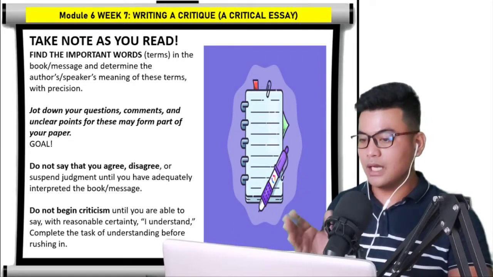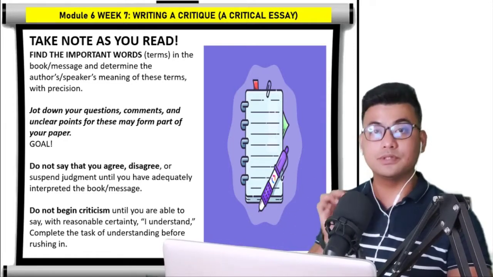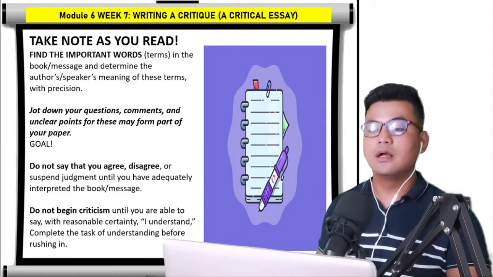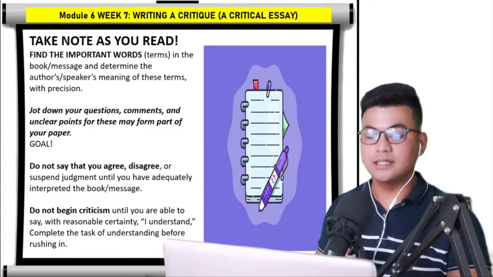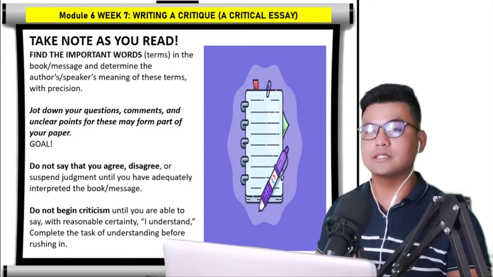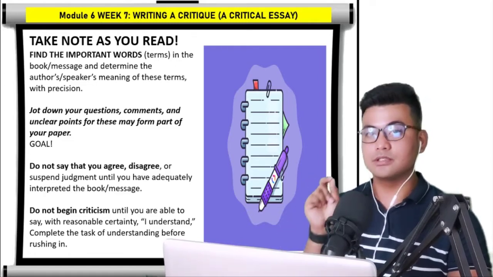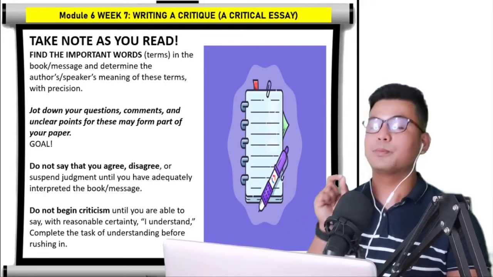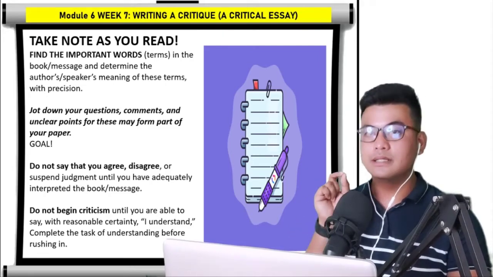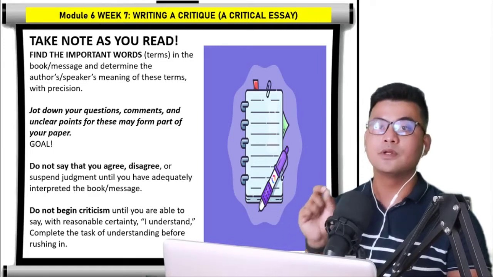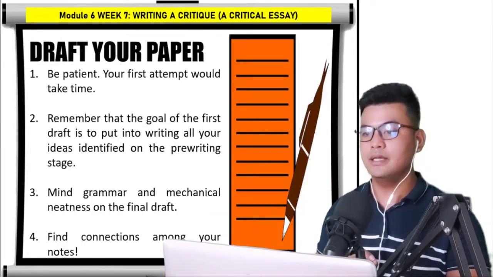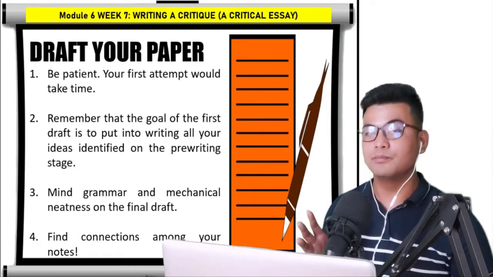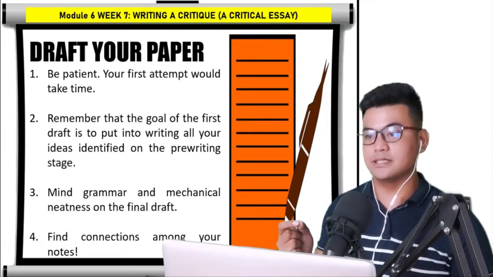Okay? So, do not begin criticism until you are able to say with reasonable certainty, I understand. Complete the task of understanding before rushing in. Okay? So, wag muna kayong magbigay ng final judgment not until you presented all the ideas necessary to make a position. Okay? So here is the preliminary things that you need to do when you make a critical analysis paper or critical essay.